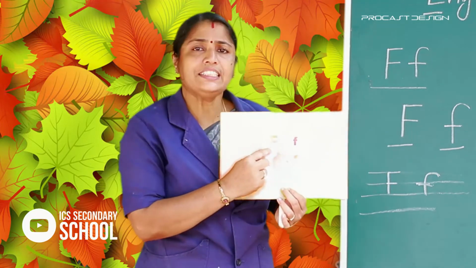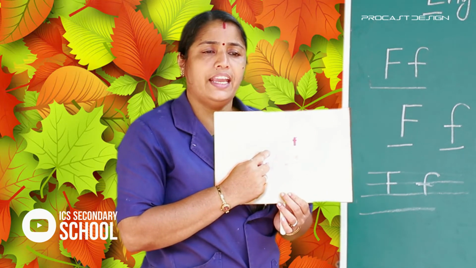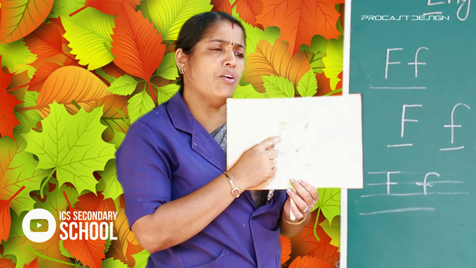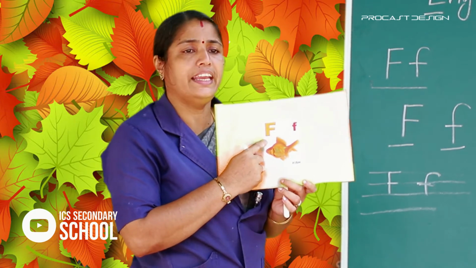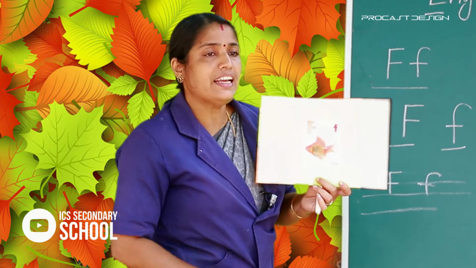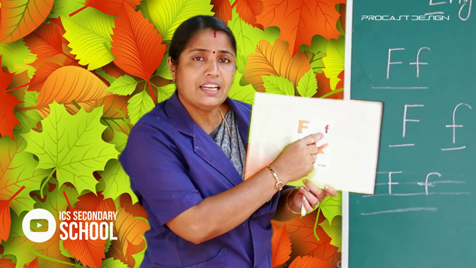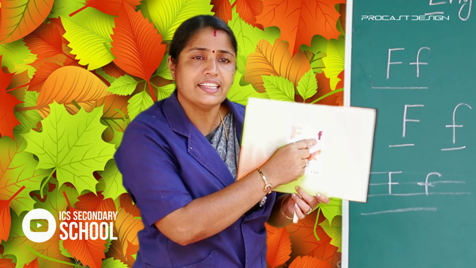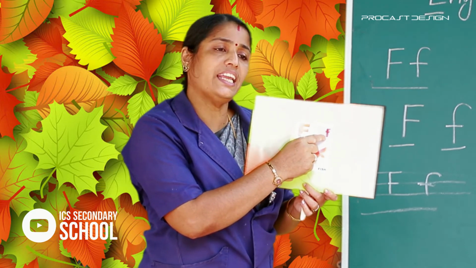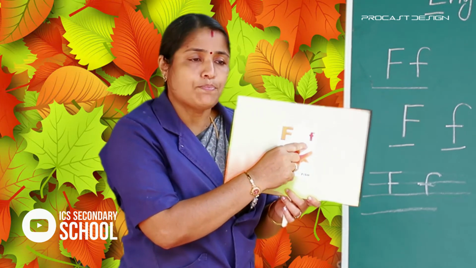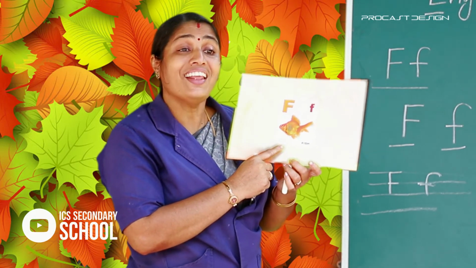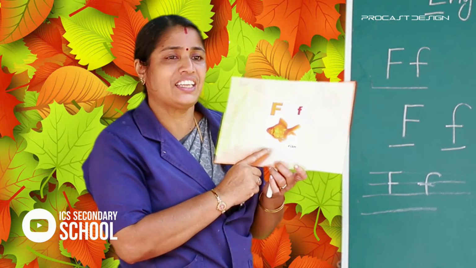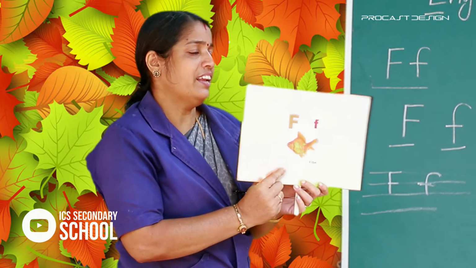Listen. Which letter is this? All of you loudly say. All of you stand up and say. Which letter is this? Yes. Capital letter F. Which letter is this? Yes. Small letter F. F for? Yes, very good. F for fish. Next.